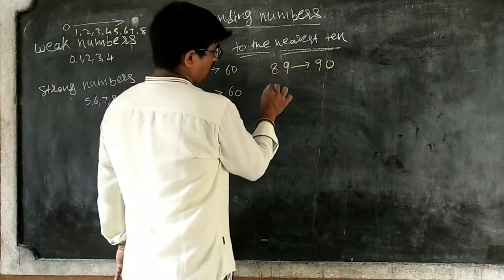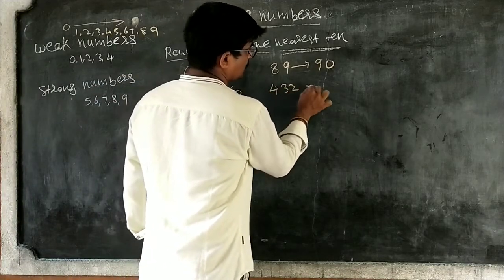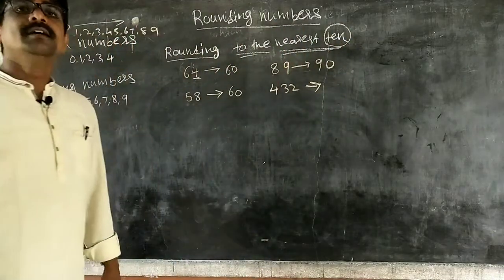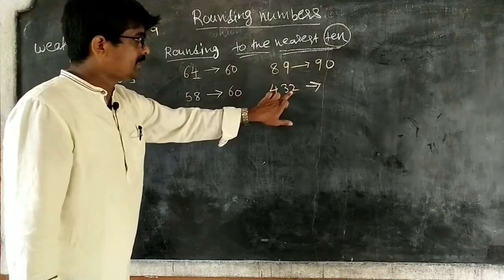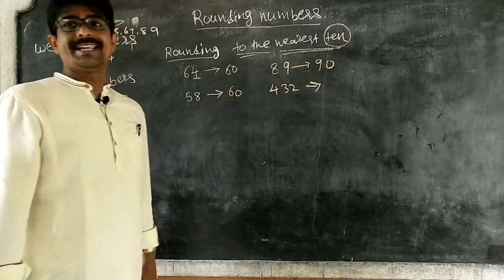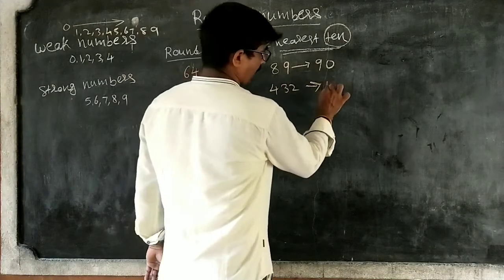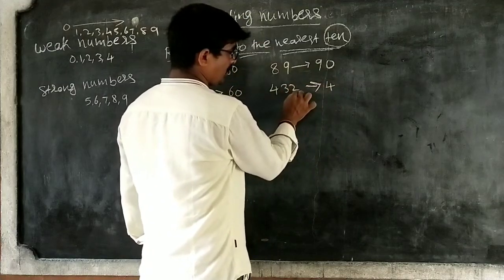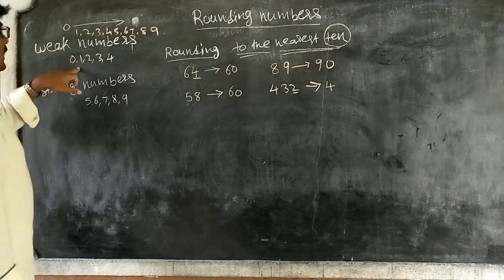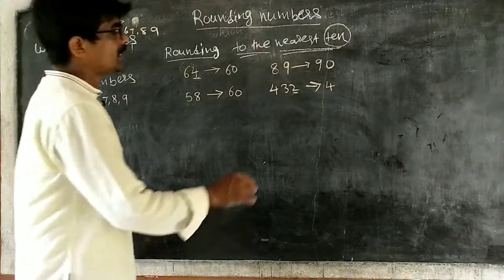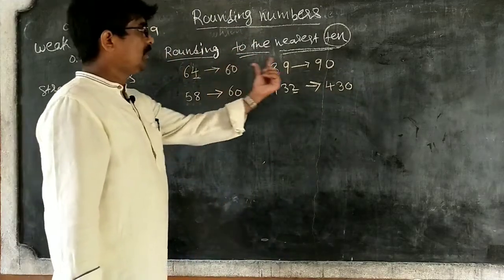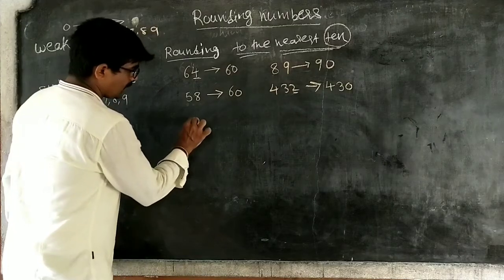If I take 432, what is the nearest 10? He is asking for the nearest 10. We have ones, tens, hundreds. We are not thinking about the hundreds. We are thinking about the tens place only. Simply write 4 as it is, then 3 tens, and we observe the ones place. The ones place is 2. 2 is a weak number. Simply write 430.